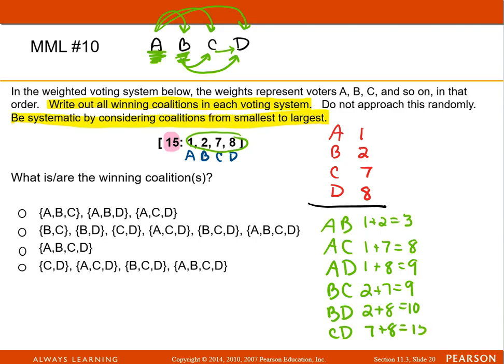C is 7, D is 8. Bing! We have our first winner. That's a winning coalition, C and D. And of course, when I'm looking at my choices, this has the C and D in it, and so does this one. So it's not in here and it's not in there, so I've narrowed it down.